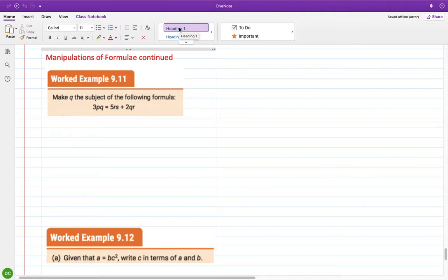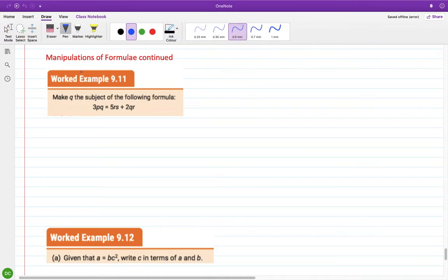Continue on and do a few more of these manipulations. So this one here, we want to make Q the subject of the formula, and this happens a lot in these. If you look, there's a Q here and there's a Q here. So they're asking you to isolate Q, but there's two of them.